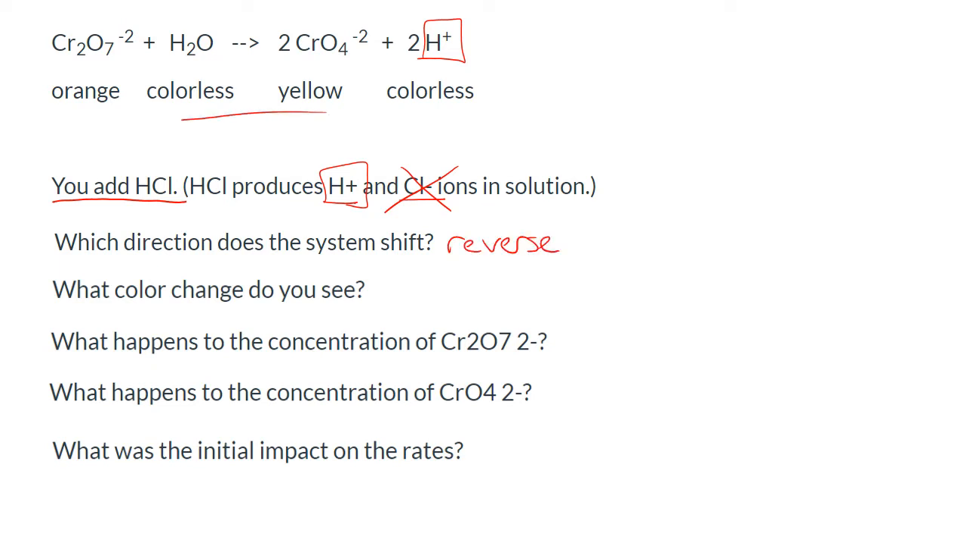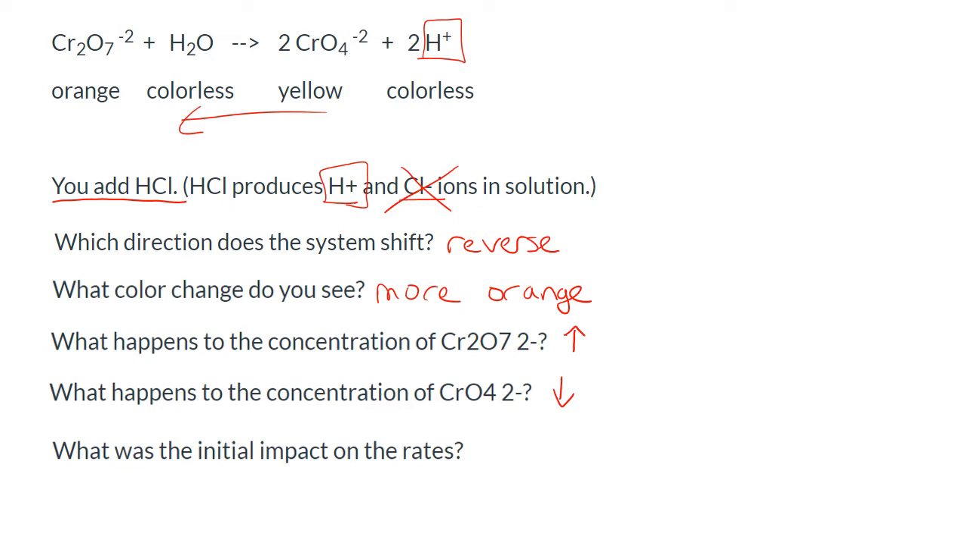All right. What color change would we see? Well, whatever color it started, it's shifting away from yellow and towards orange. So we would expect to see it get more orange. For the concentration of the dichromate ion, dichromate is on the reactant side. We are shifting towards that, so it's going to increase, and we are shifting away from the chromate, so the chromate would decrease, because if we shift away from it, it's using some of that up.